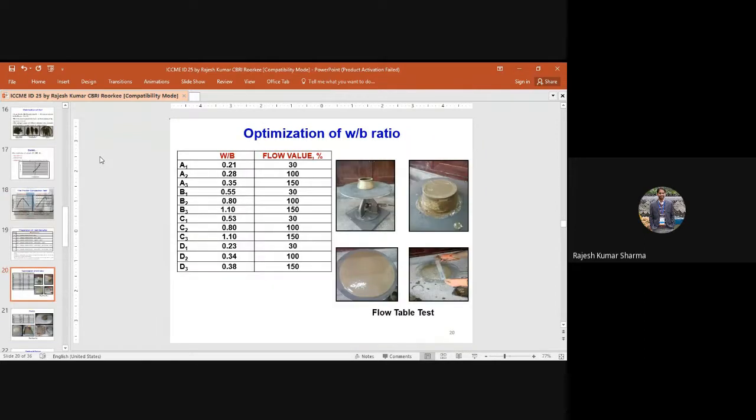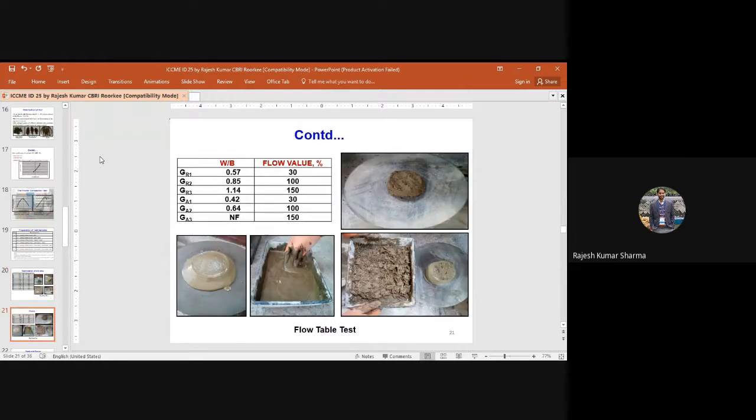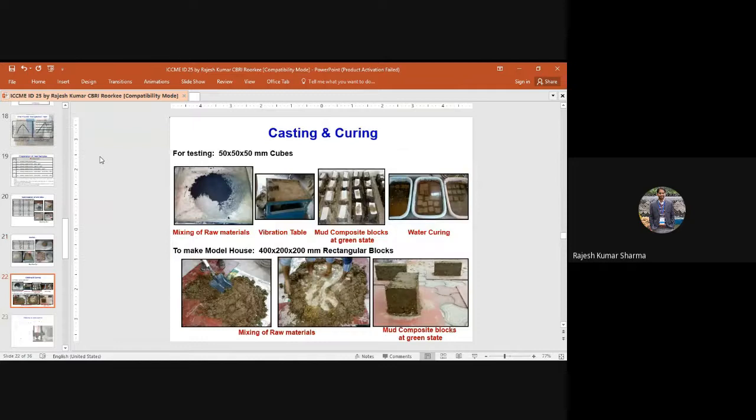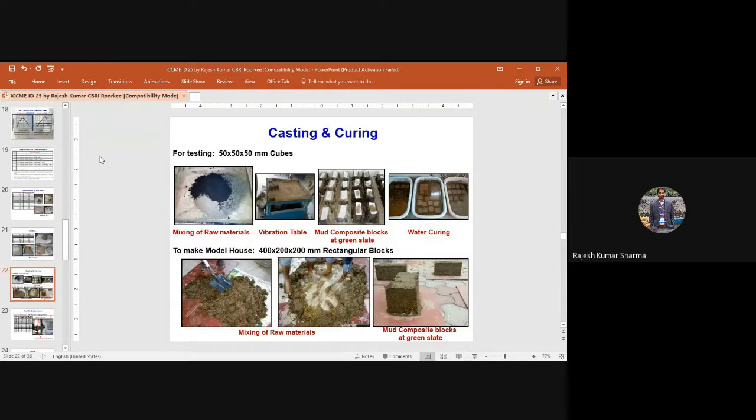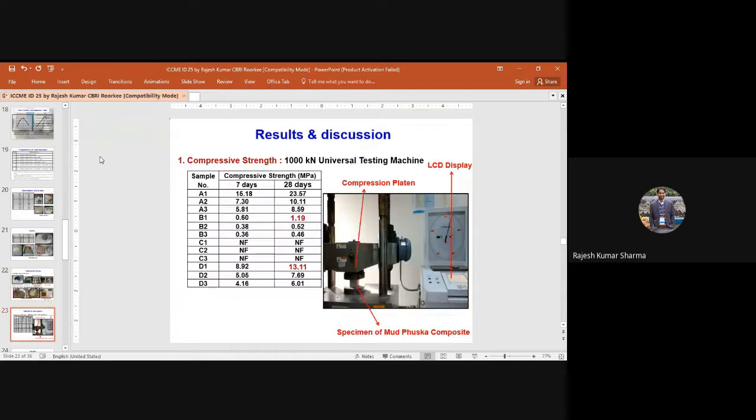Now, for optimization of water binder ratio for flowability, we have conducted the flow value test as we normally do in the mortar. So the three kinds of flow value we have taken, 30, 100, and 150%, and for 6 mixes A, B, C, D, GA, and GR. So we have optimized the water binder ratio using the flow table test, followed by casting and curing. Casting for compressive strength, flexural strength, drying shrinkage, and thermal performance we have done to make a model house. The mud composite block at green state is shown here.